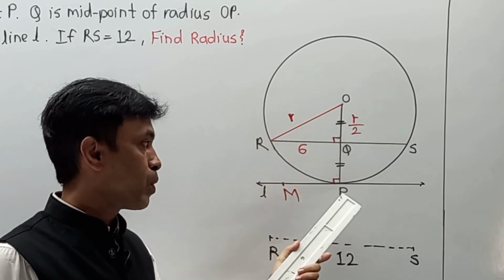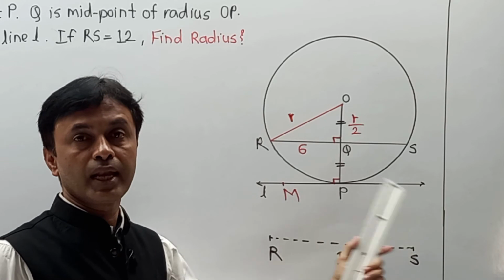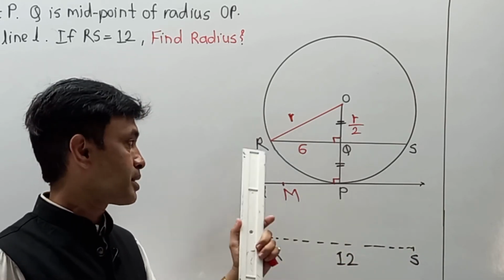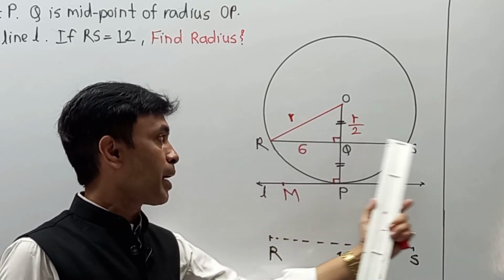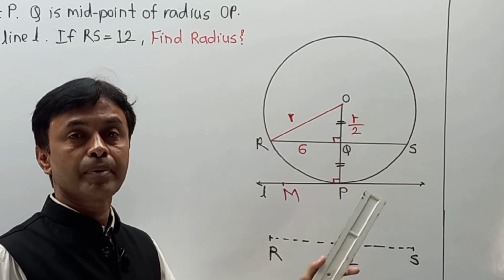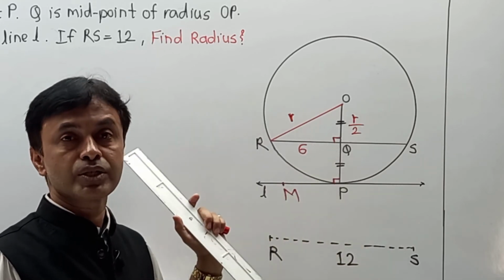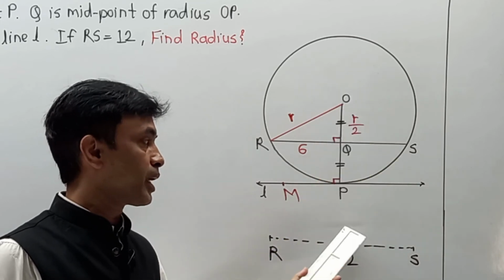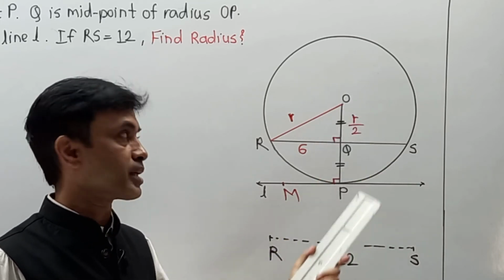All this part I am going to write. First, OP is perpendicular to line L, that I am going to write in the first group. Next, line L is parallel to RS, that explanation I am going to write in group 2. As these two lines are parallel, then the third line, OP, acts as a transversal.